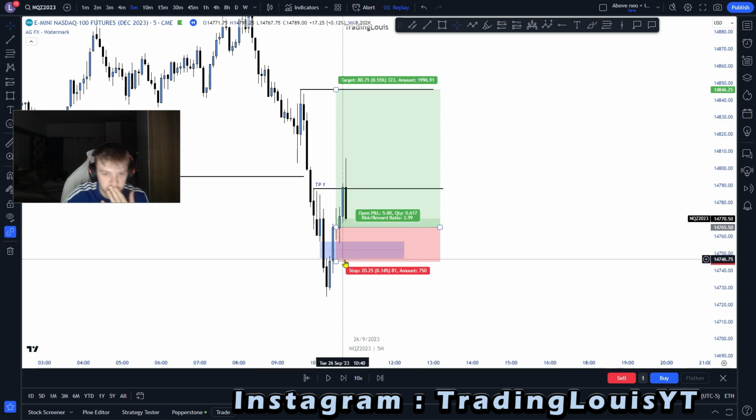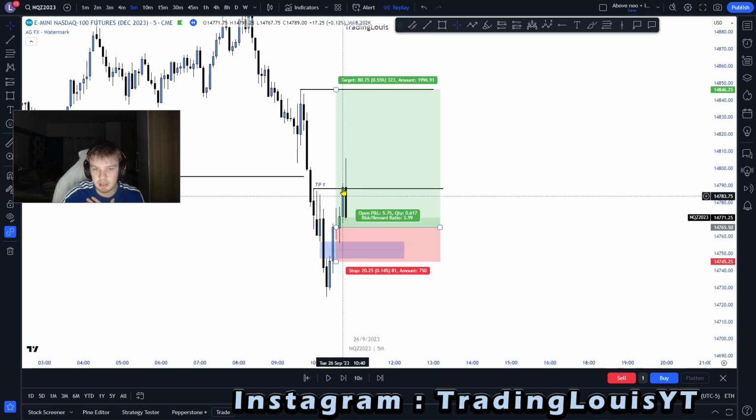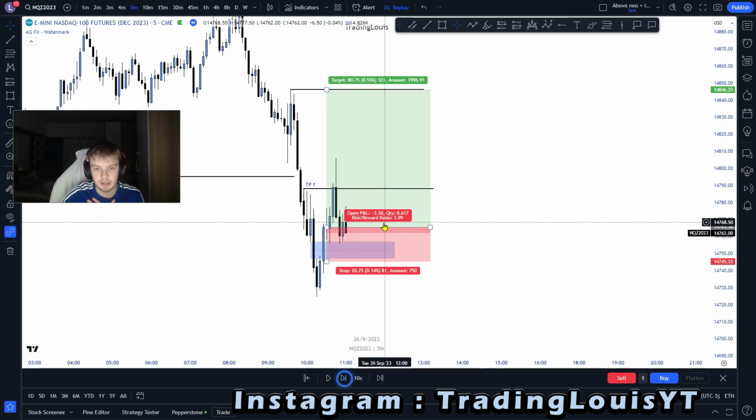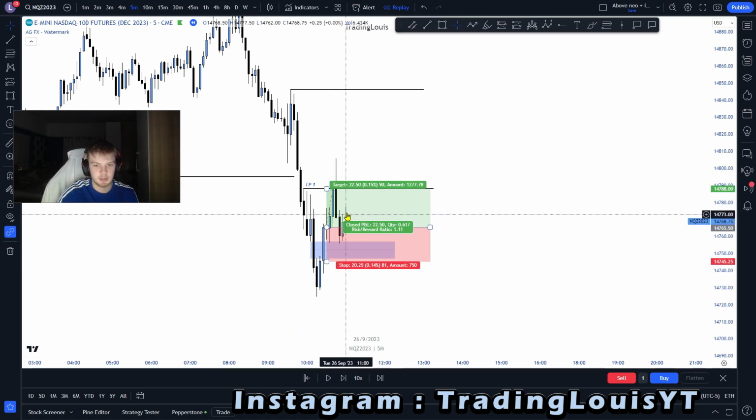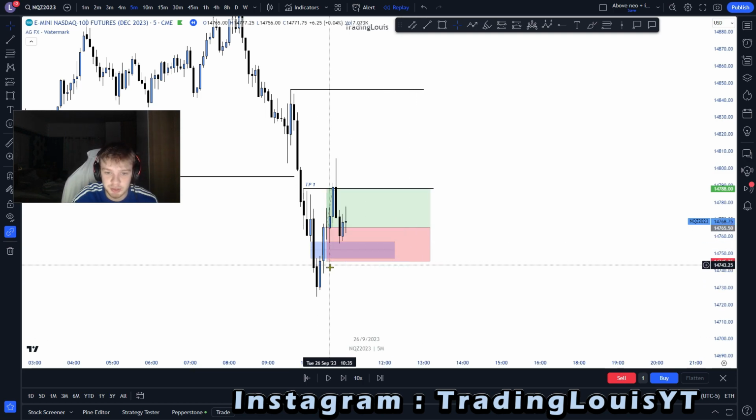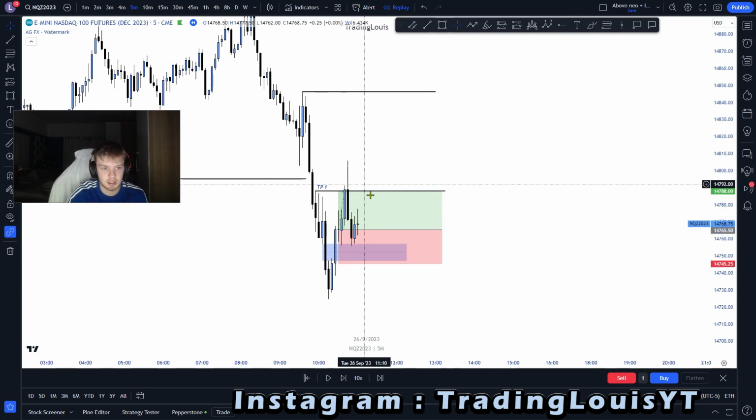So price comes back, taps into our inversion fair value gap, takes our take profit 1, and then it would have broken us even, because after take profit 1 we move our stops to break even. So as you can see, that is a winning trade using this inverse model.